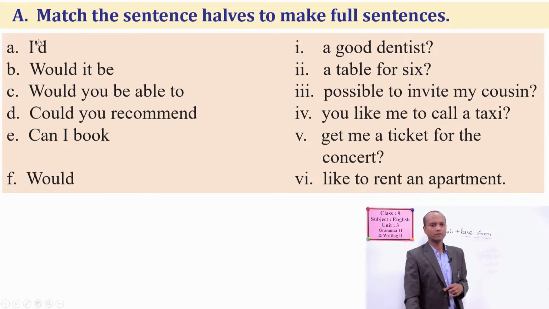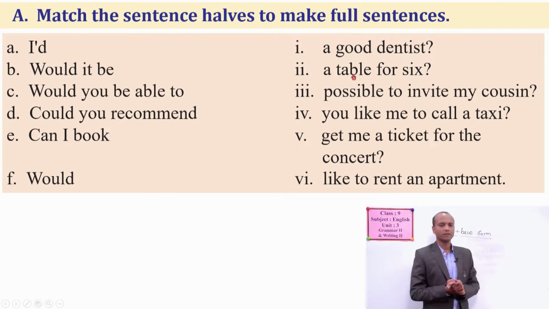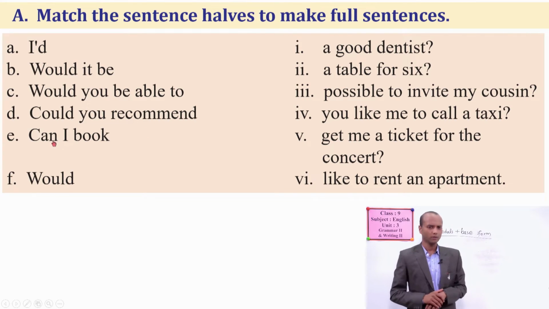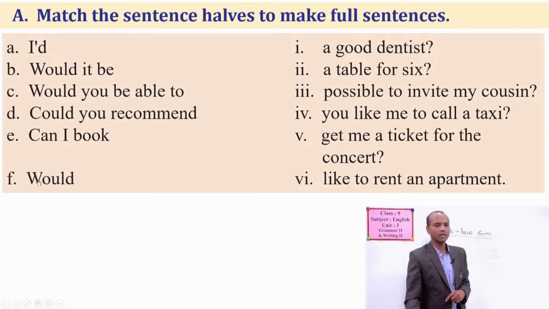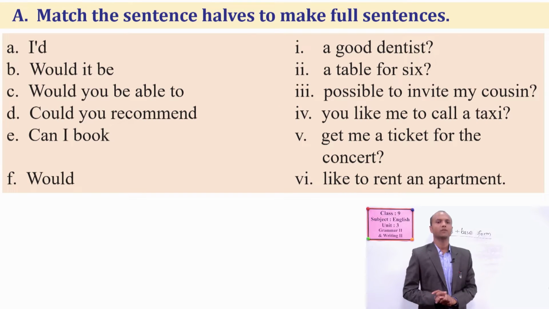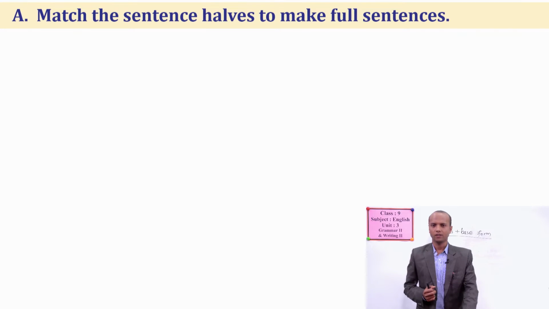So I would, the first half is there. Second is, would it be, you have to match it with the correct half there. Third is, would you be able to. Fourth, number D, is could you recommend. Next, number E, is can I book. Last one is would. Then we have to match. Have you finished? Okay, if so, we will share. Let's see the answers.